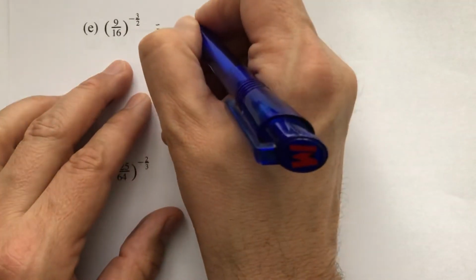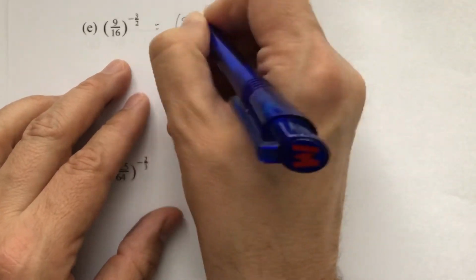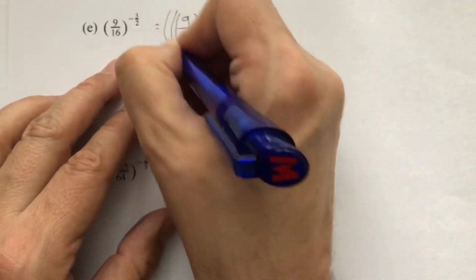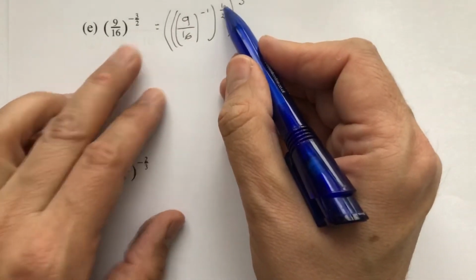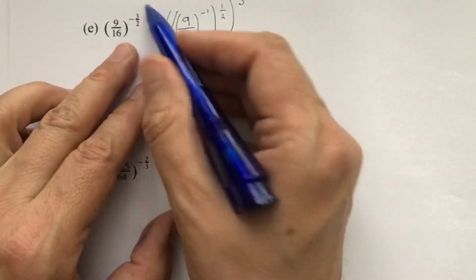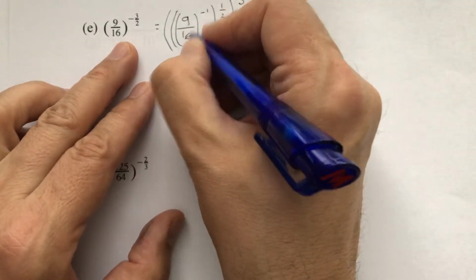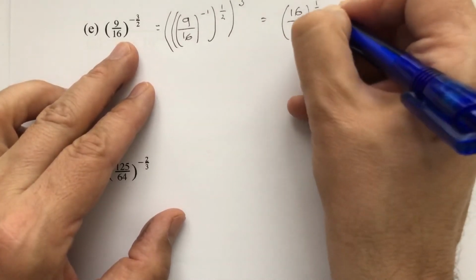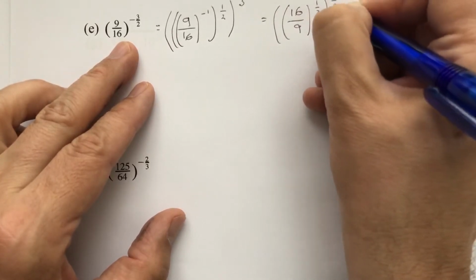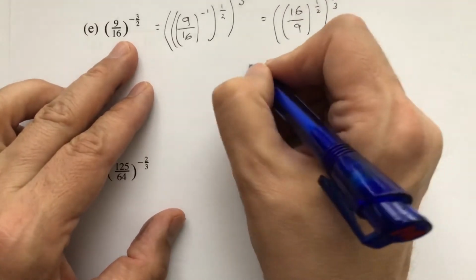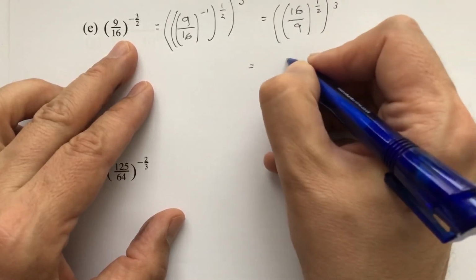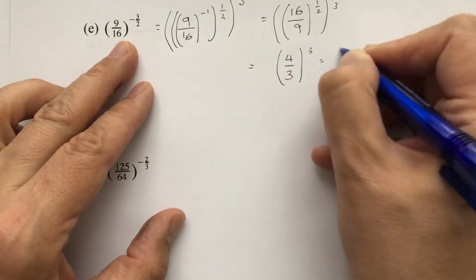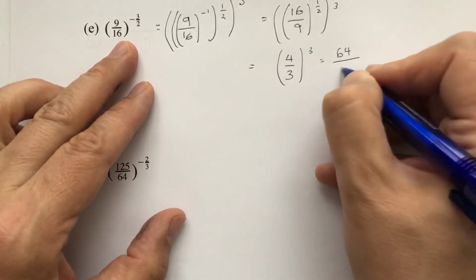This one here, we've got 9 over 16, negative 1 half and cubed, so the 3 times a half gives 3 over 2, times negative 1 gives the minus 3 over 2 there. So the 9 over 16 is reciprocated, 16 over 9 by that, but then we're going to do to the power of a half and to the power of 3. So power of a half is going to be square rooting, 4 over 3 cubed. 4 cubed is 64. 3 cubed is 27.